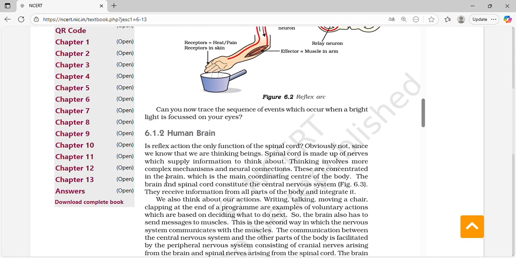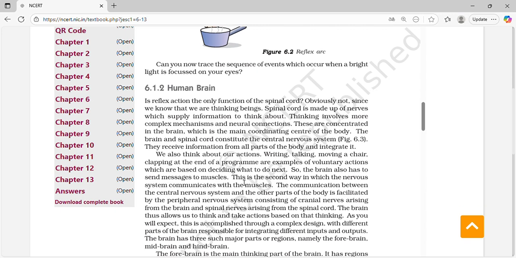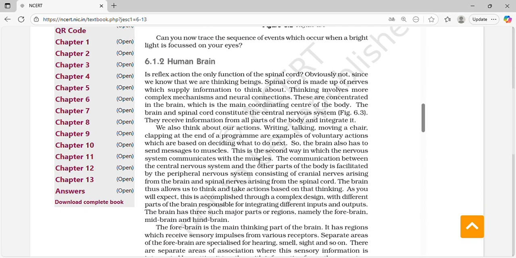The spinal cord is made up of nerves which supply information. Thinking involves complex mechanisms and neural connections. These are concentrated in the brain, which is the main coordination center of the body. The brain also sends messages to the muscles. This is the second way in which the nervous system communicates with the muscles. The communication between the central nervous system and the other parts of the body is facilitated by the peripheral nervous system consisting of cranial nerves arising from the brain and spinal nerves arising from the spinal cord.